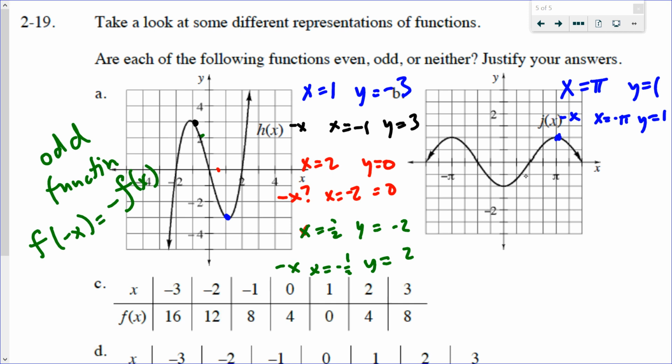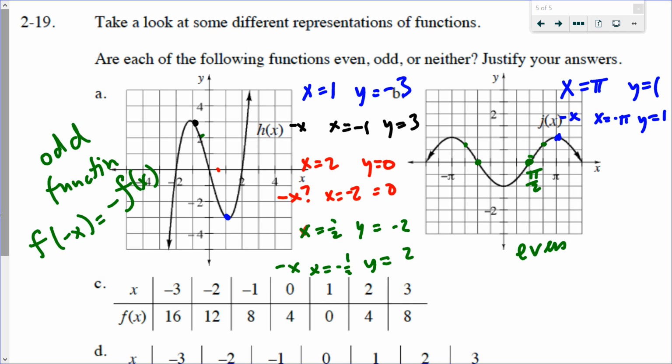We could try here at pi over 2. Again, pi over 2 gets me 0. At negative pi over 2, it gets me 0. We can try 3 pi over 4. But notice if I have 3 pi over 4, and I go to negative 3 pi over 4, I'm getting the same values. So this is an even function. When it gets me that same graph, it's an even function.